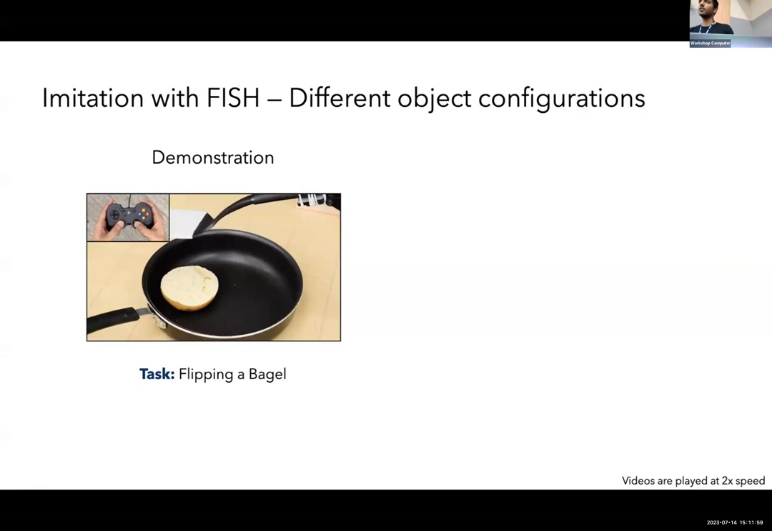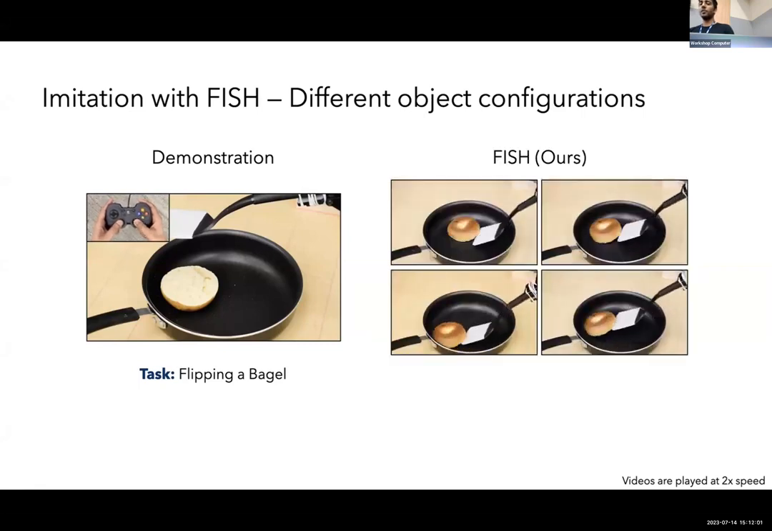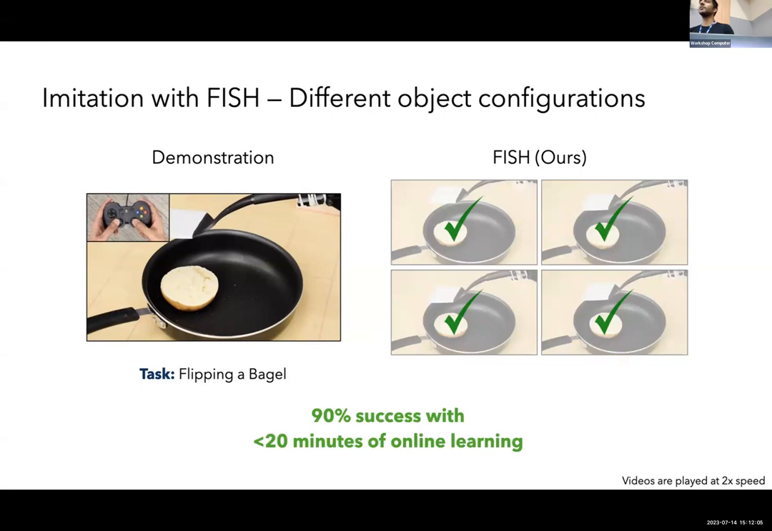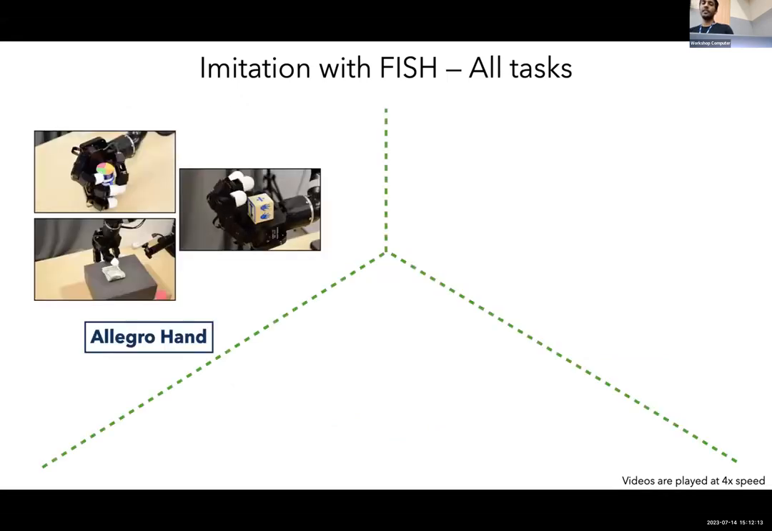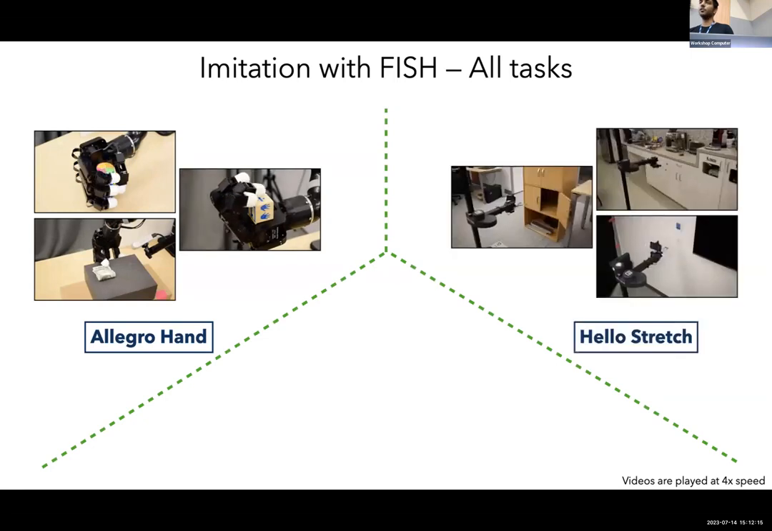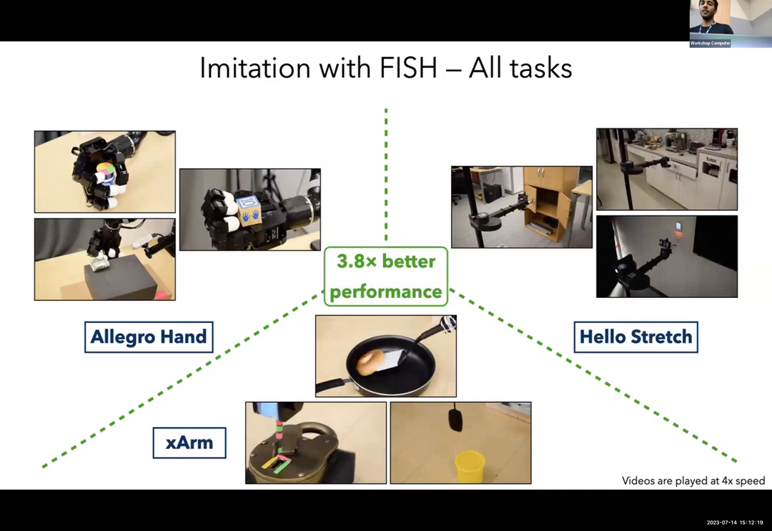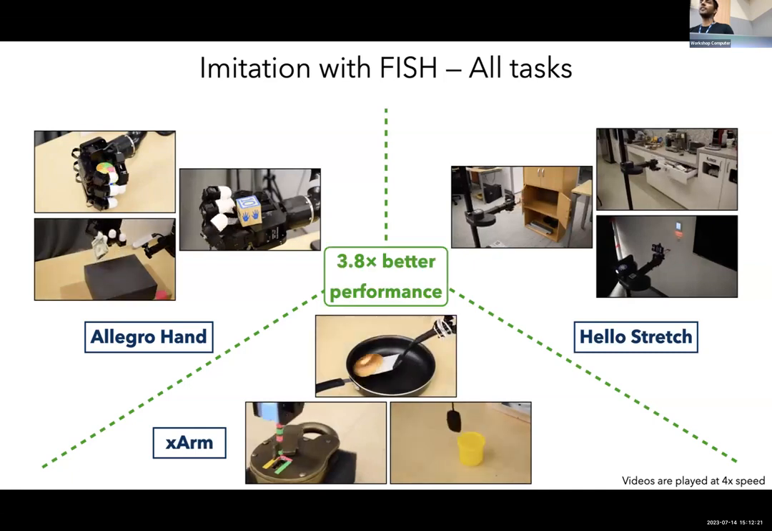So let's go back to the task of flipping a bagel. We observe that FISH succeeds in generalizing to different object configurations, achieving 90% success with less than 20 minutes of online learning. We evaluate FISH on a variety of robot morphologies: the Allegro hand, which is a robot hand, the Hello Stretch, which is a mobile robot, and the xArm, which is a robot arm. And on average, we observe 3.8 times better performance as compared to our strongest baseline.